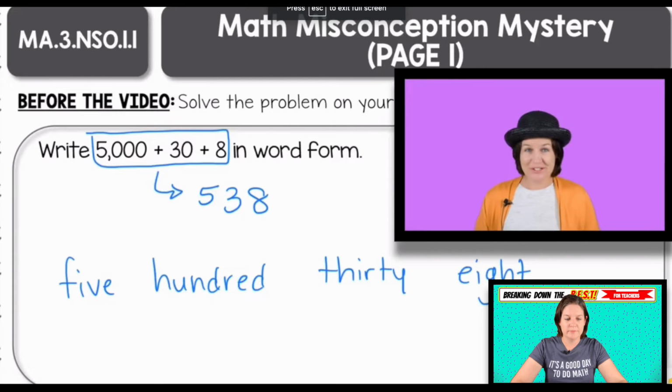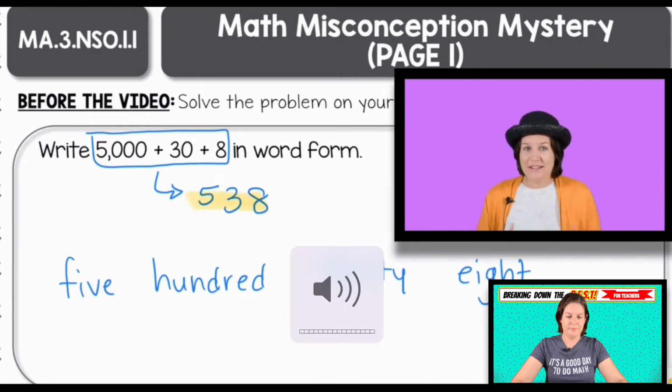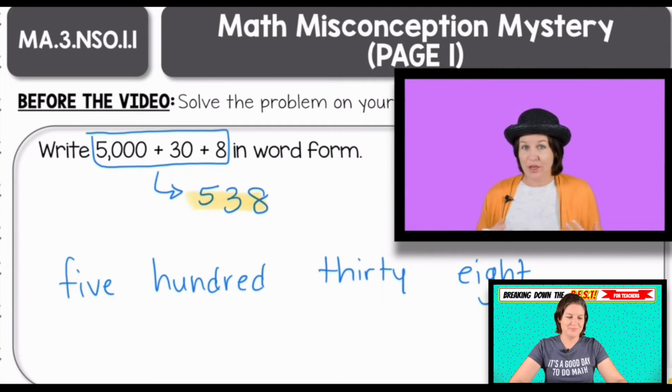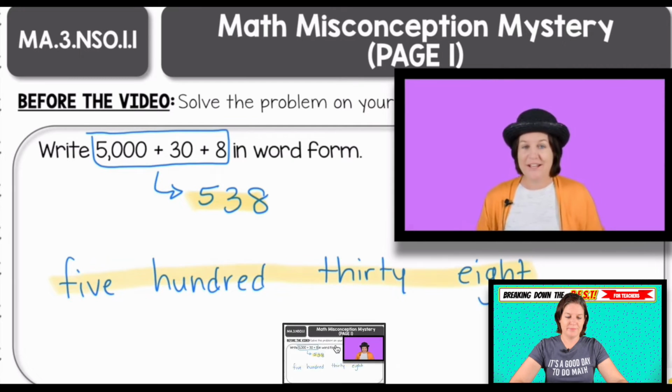Here's Paula. I know the directions said to write it in word form, which I did, but first I wrote the number in standard form to help me right there. And you can see that the standard form is 538. And so that's what I wrote, 538.